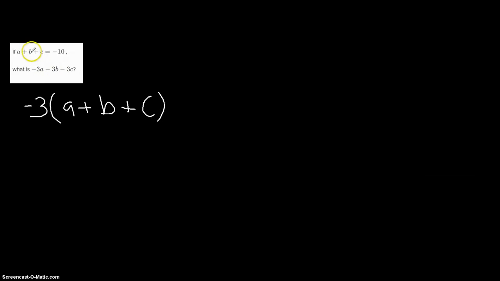In this next problem here, there's only one equation, a plus b plus c equals negative 10. And so we would need to solve negative 3a minus 3b minus 3c. So it's already in order, and we can factor out a negative 3. And so we get negative 3 multiplied by a plus b plus c, which we know is negative 10. So negative 3 times negative 10 is 30.